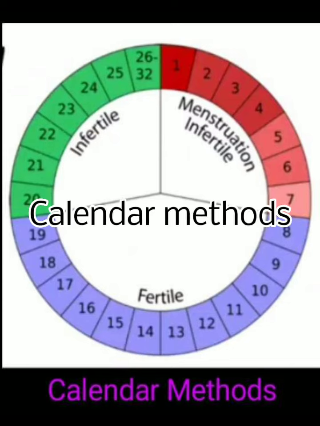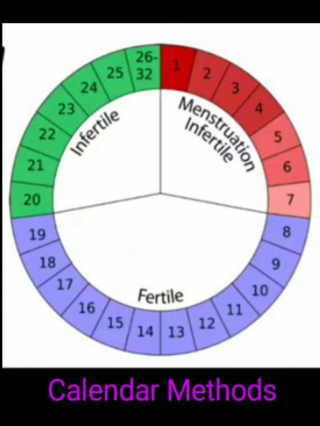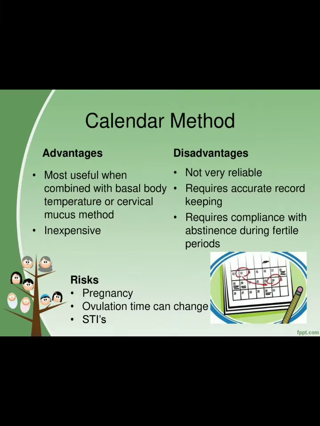Calendar methods. Overview. The rhythm method, also called the calendar method or the calendar rhythm method, is a form of natural family planning. To use the rhythm method, you track your menstrual history to predict when you'll ovulate. This helps you determine when you're most likely to conceive. Advantage and disadvantage of calendar methods.